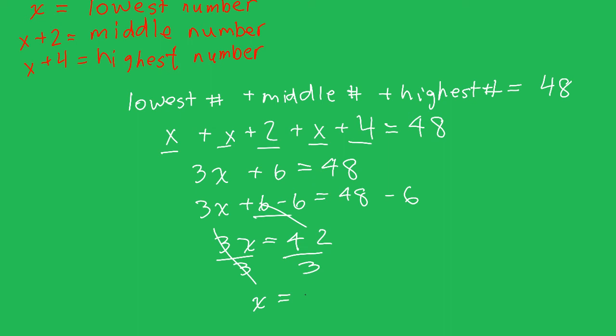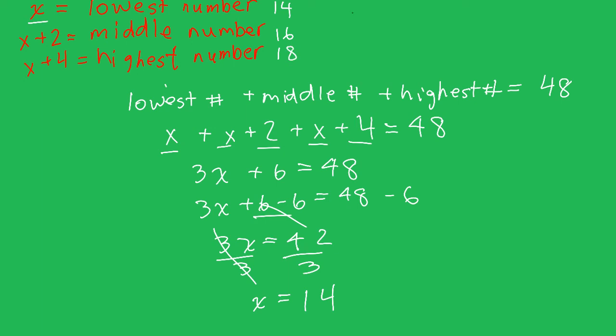x equals 14. So that's good. We found a solution to our equation, but what does x equals 14 mean in the context of the problem? Well, we have to ask ourselves, what did we define x to be? And up here you'll see we said x equals the lowest number, so that means that the lowest number is 14. And that also means that the middle number, which is x plus 2, is going to be 14 plus 2, or 16, and x plus 4 for the highest number is going to be 18.